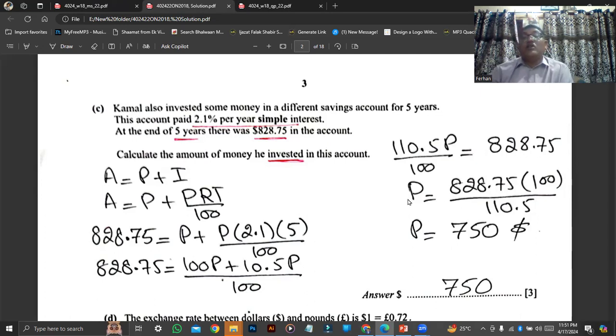So when you make P alone, the 100 will go to the other side and multiply, and 110.5 will go to the other side and divide. So on your calculator, you will write 828.75 multiply 100 divided by 110.5 equals, and you will get $750. So the principal amount they invested in this simple interest is $750.